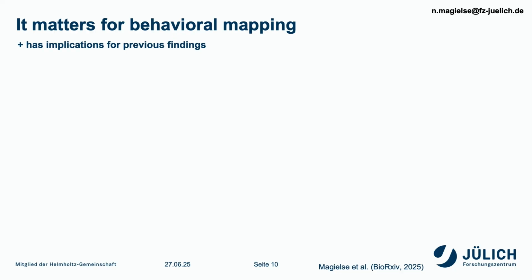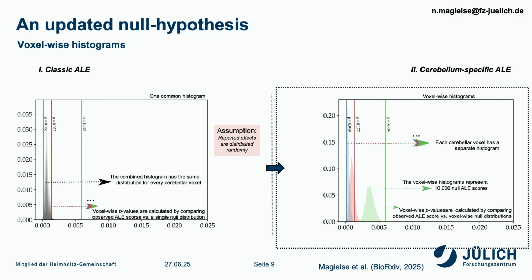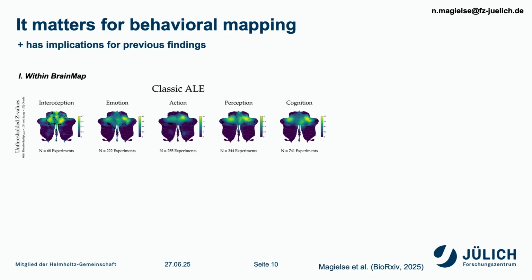Well, this isn't working great for me. So you can kind of see that, right? This p-value also differs between these while they're at the exact same ALE score. And this really does matter for behavioral mapping.